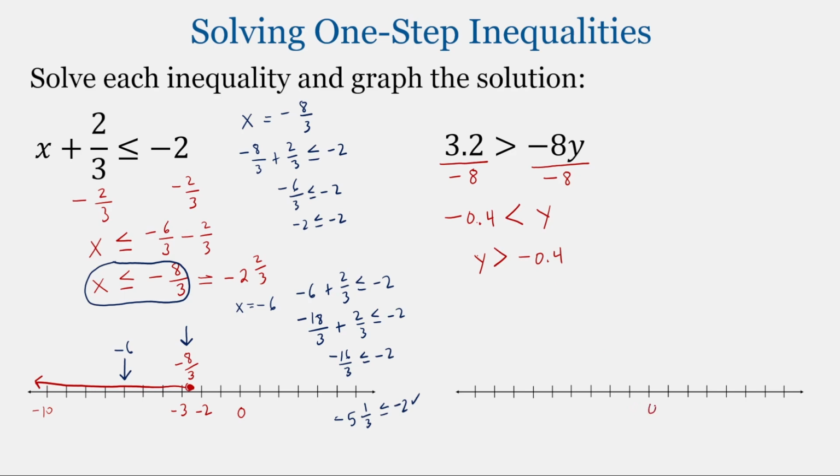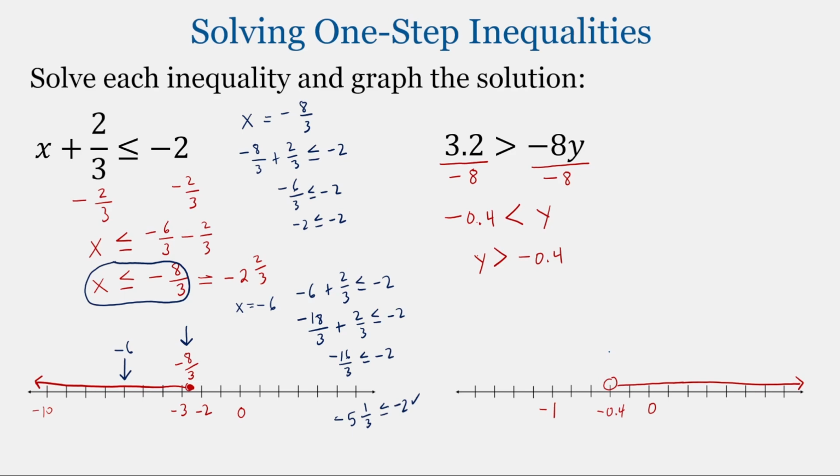So I'll put 0 here, and we'll make each tick 2/10. So here we have -0.2. This is -0.4, -0.6, -0.8, and then this is -1. We have an open circle at -0.4. And then we'll shade everything greater than negative 0.4. All the numbers greater than negative 0.4 are solutions to this inequality.